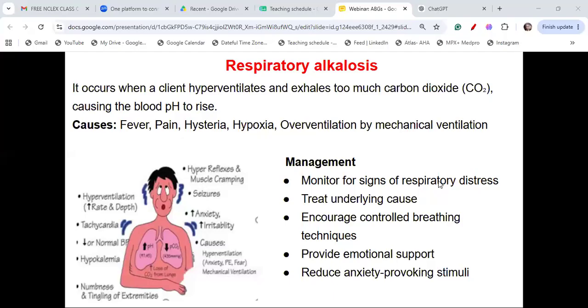Again, we have causes of hyperventilation, and these include fever, pain, hysteria, hypoxia, and even overventilation when a client is on mechanical ventilation. So you can think about any of these that can cause someone to panic. Panic attacks are there. Pain is there. Emotional stress is there. The key one that they normally use is when someone is experiencing a panic attack.